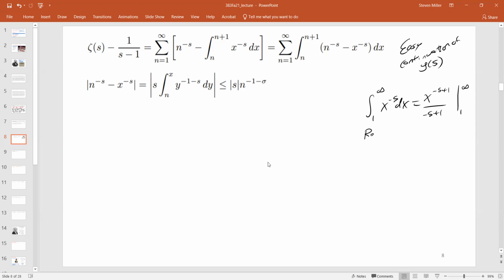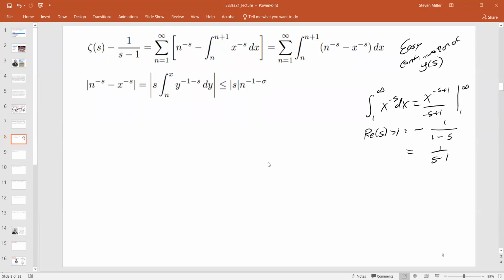And since the real part of s is greater than 1, when we put it in at infinity, we get 0. Yes, good. And so we just get negative 1 over 1 minus s. But that's just the same as 1 over s minus 1. And because the real part of s is greater than 1, we have no convergence issues. So we can just do this in intervals of length 1.